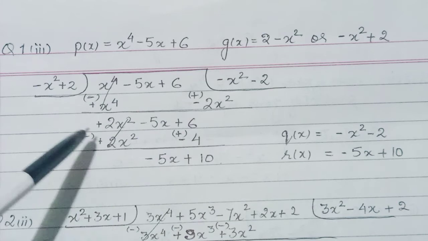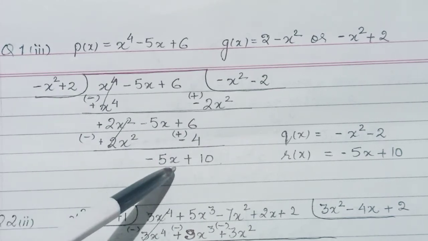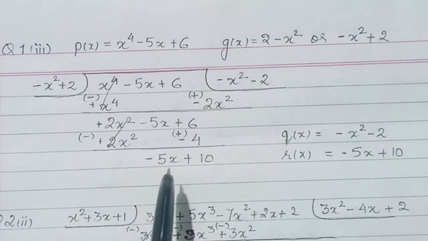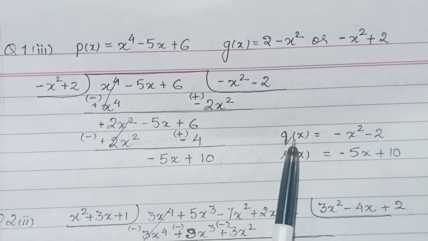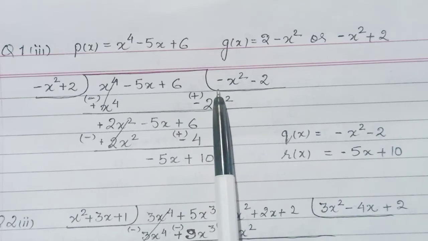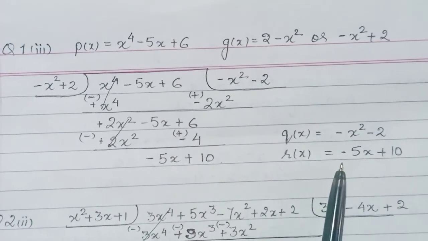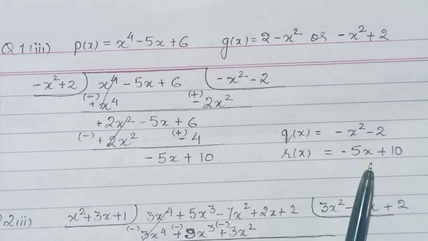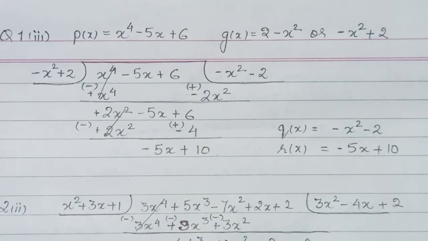Now this degree has become less than that of the divisor. This was square, power 2, and we've got a linear expression here. So our division finishes off here, right? And hence we conclude our quotient, which is denoted by Qx in the division algorithm for polynomials, is minus x square minus 2, and the remainder, that is Rx, is minus 5x plus 10. Now the first part, children, likewise you will try yourself and see whether you are getting it or not.